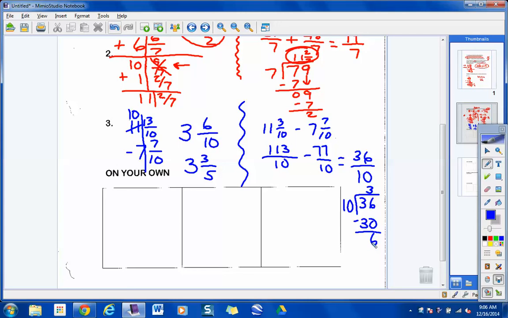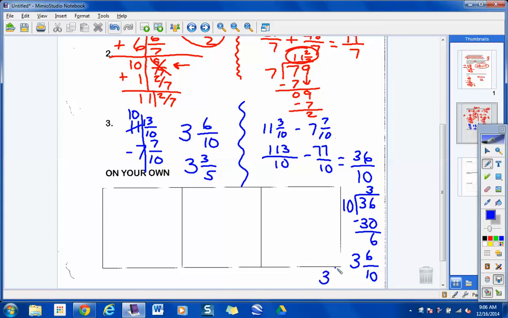All right, so you're going to have 3 and 6 over 10. Now again, guys, the idea is simply the same. We had 3 and 6 over 10 up here, but we said, you know what? That 6 over 10 could get written as... What was 6 over 10 reduced to? 3 and 3/5. Okay, same thing.